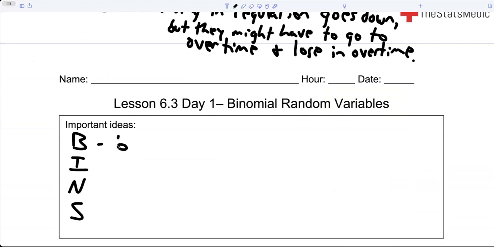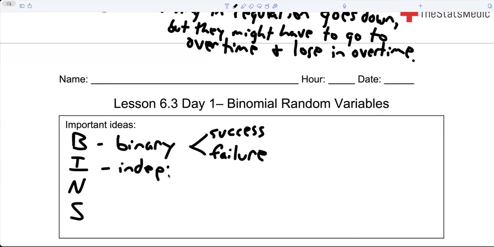Okay, first, it must be binary. Meaning, there are 2 outcomes, and we define those outcomes as success or utter and abject failure. I'm a loser, baby. Okay, so in this case, he makes the shot, success. He misses the shot, failure. Okay, that's the first thing.